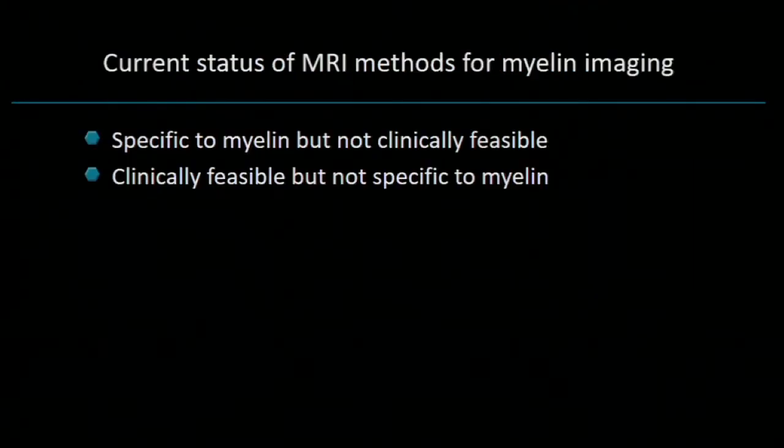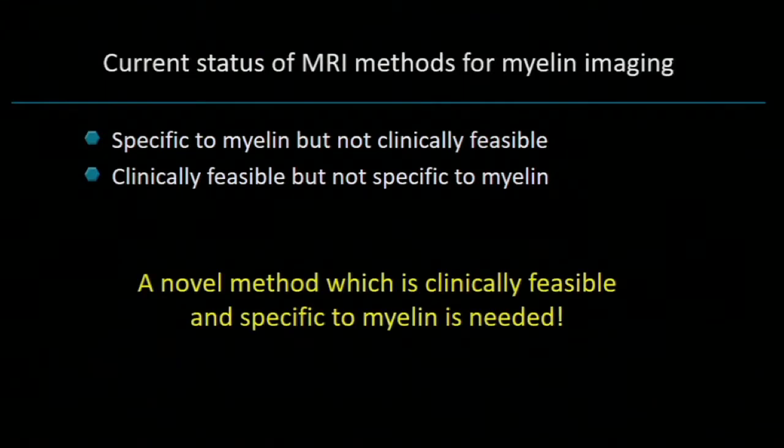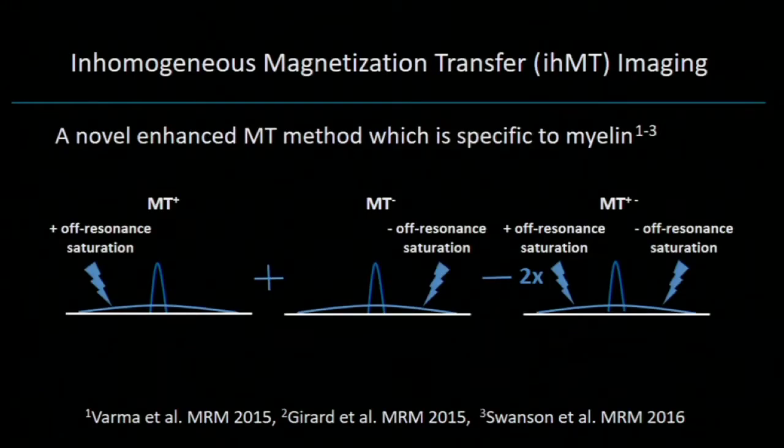So the current situation for myelin imaging is that the current methods are either specific to myelin but not clinically feasible, or they are clinically feasible like DTI but not specific to myelin. Therefore, a novel method is needed, which is clinically feasible and specific to myelin. For this purpose, inhomogeneous magnetization transfer imaging was recently introduced in 2015, and this method is a novel enhanced magnetization transfer method which is specific to myelin.